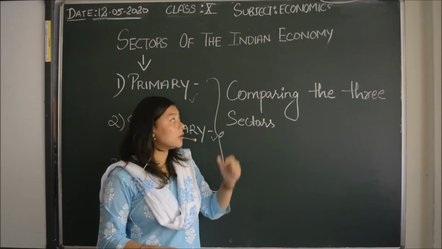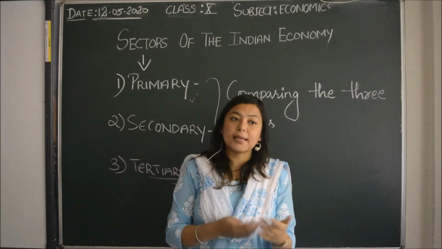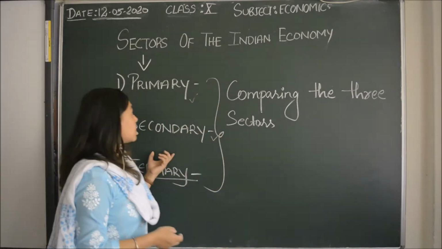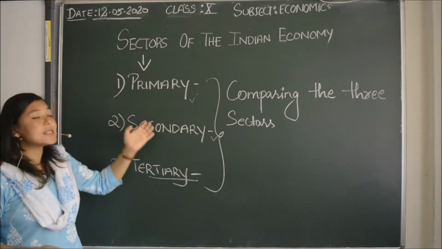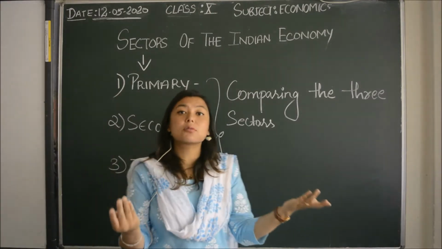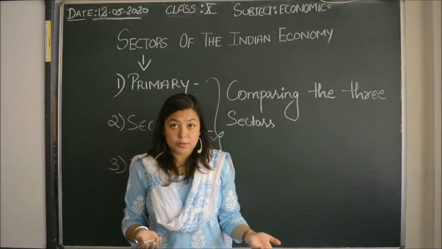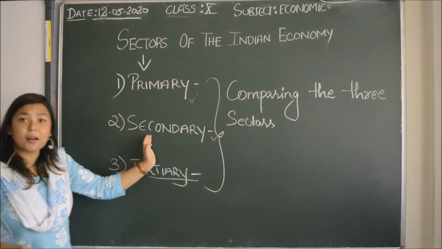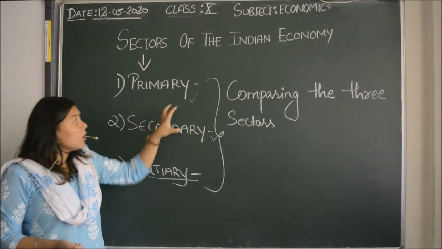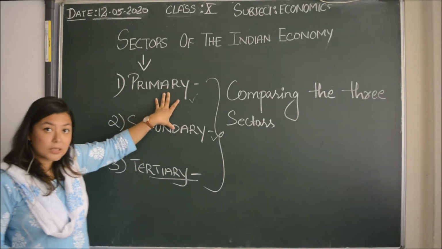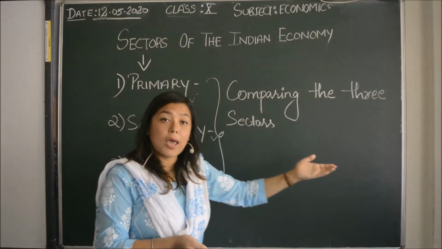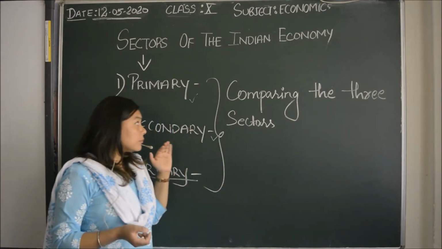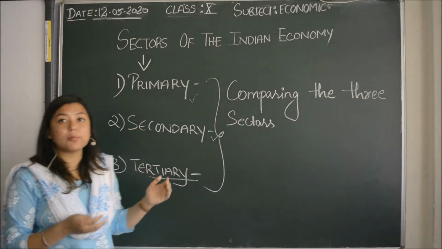And then the next thing will be, in an economy, how much contribution is given from each sector, okay? It might be that primary and secondary sectors produce a large number of goods and services, and when we come to tertiary, they might not be producing as much as these two sectors. So the contribution of primary and secondary towards the economy might be more, and tertiary might be less. Here, we will be comparing and studying this, okay?